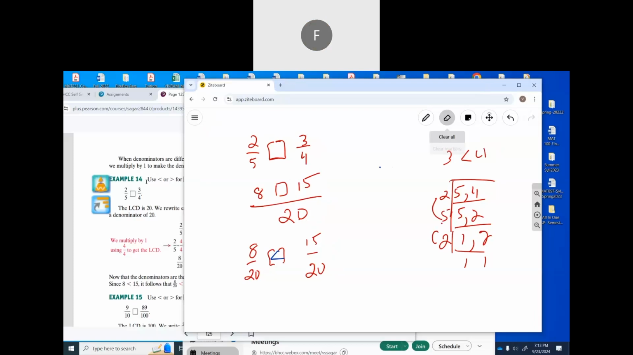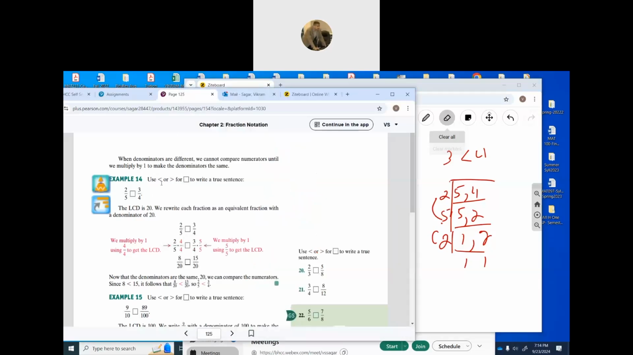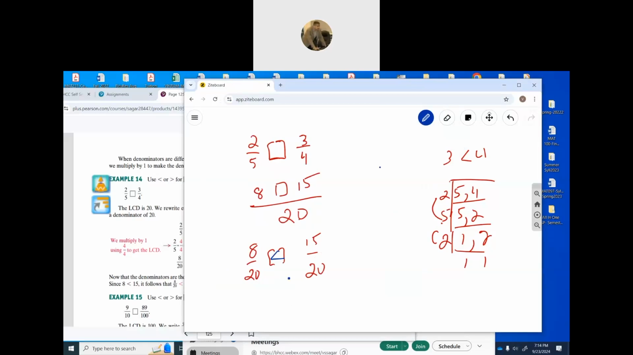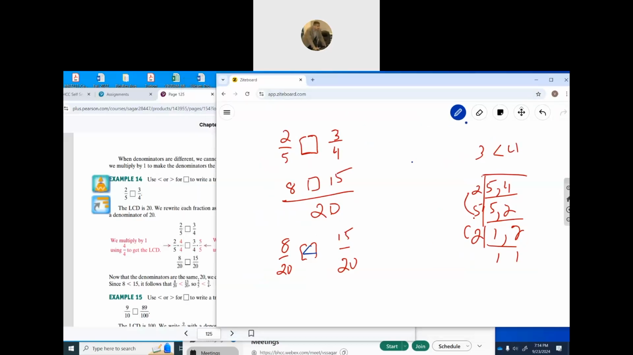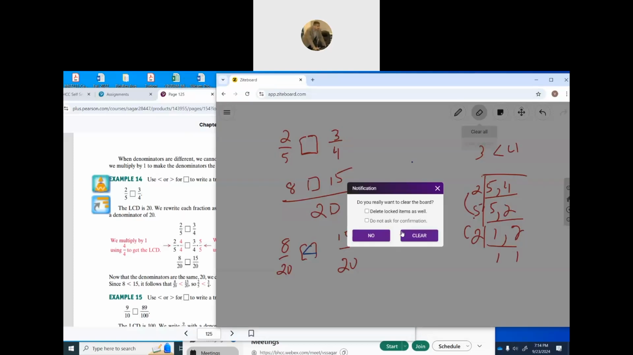So my LCD is 20, and then we have this symbol here, but we want to use this bracket. Remember, less than, greater than. Once you write down these numbers in this form, now we know which number is greater than the other number. So 8 here, 15 is here, so I could see this symbol right here. 15 is greater than 8, or we could say 8 is less than 15, right?